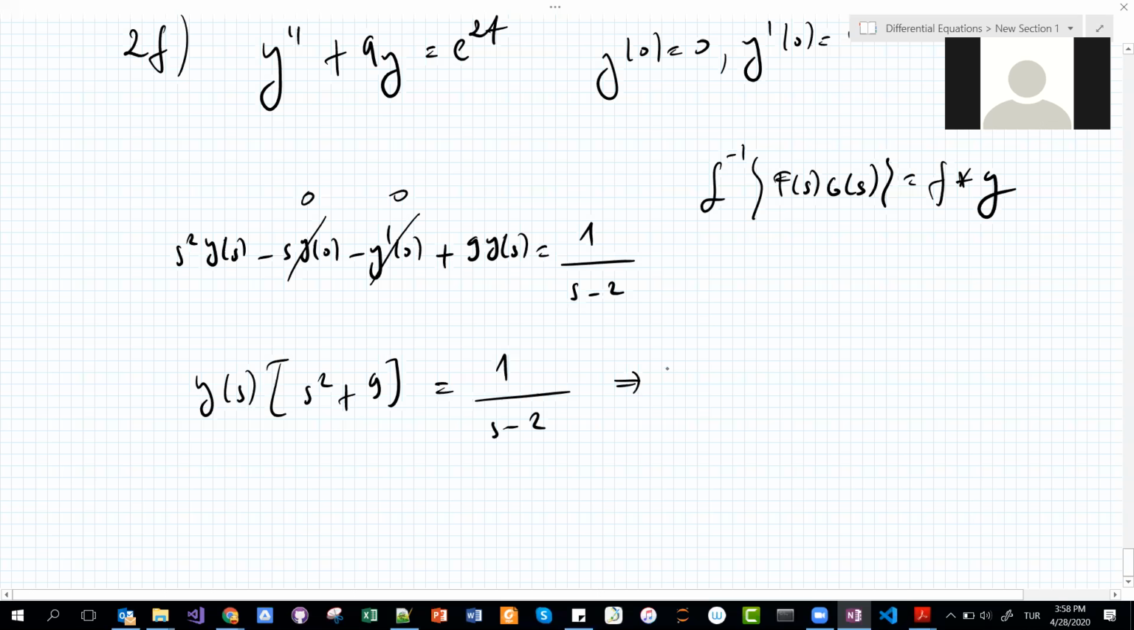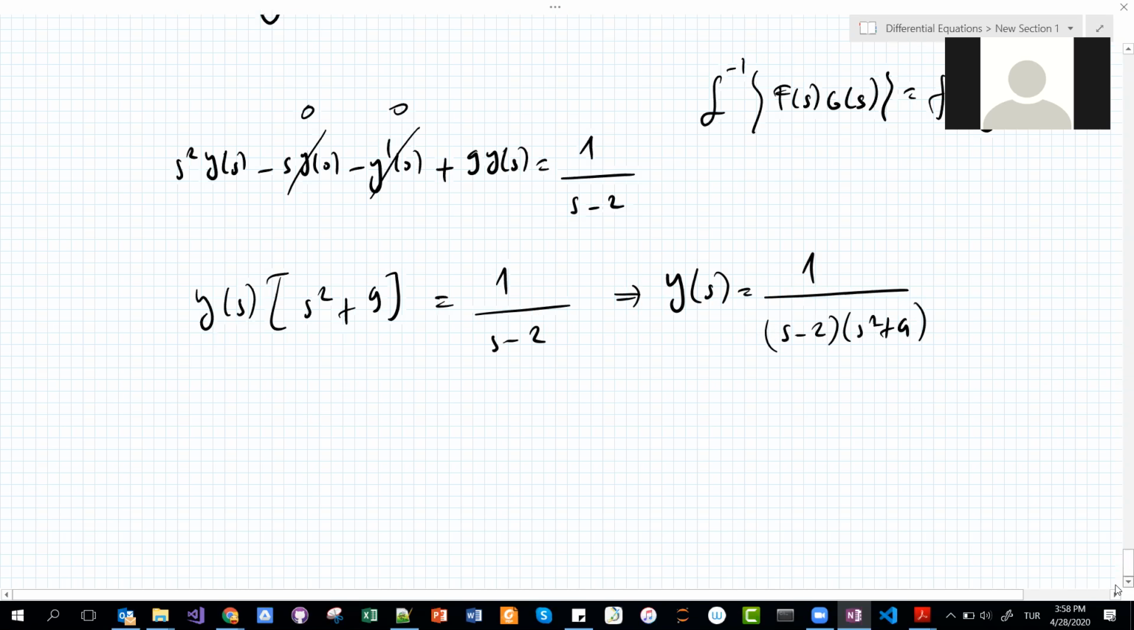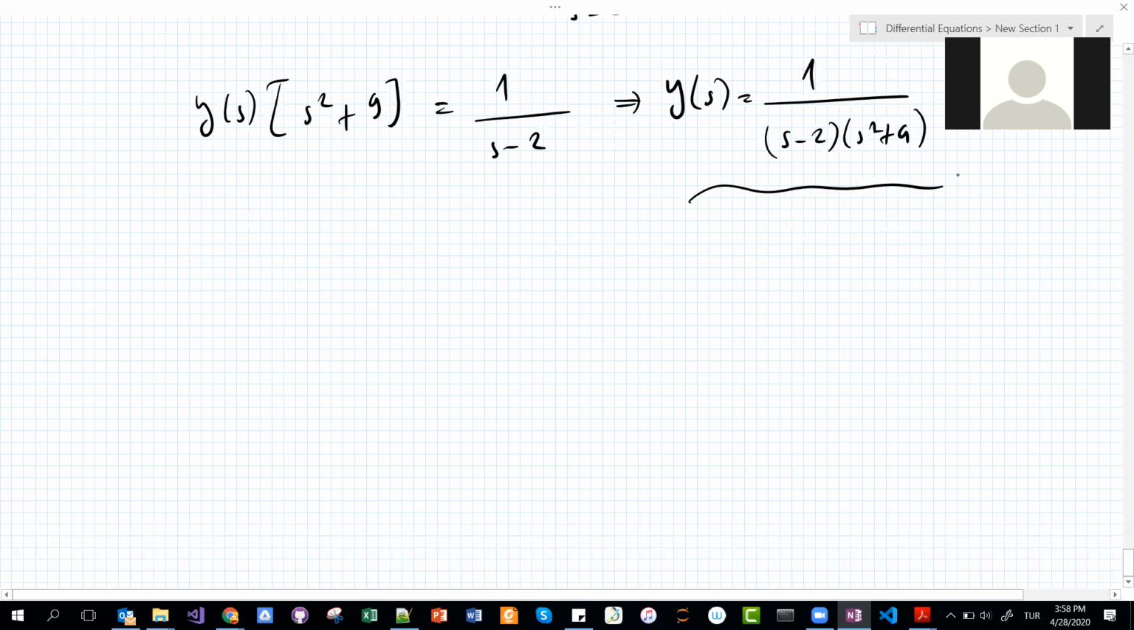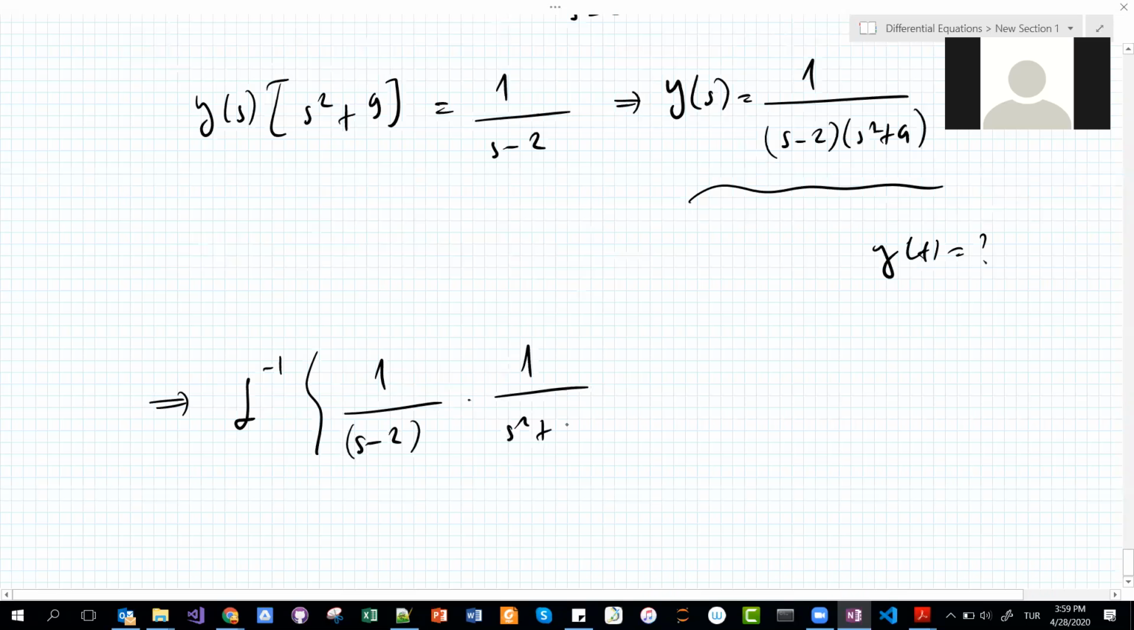As you know, my second step is always to find out what my Y of s is, which is going to be equal to 1 over s minus 2 times s squared plus 9. Okay, so I have the Y of s. To figure out what the y of t, which is my solution, is, I need to take the inverse of it. To take the inverse, you can use either partial fractions or convolution. In this case, we want to use the convolution. Look at that, the inverse of 1 over s minus 2 times 1 over s squared plus 9. As in the convolution theorem, this is my big F of s, and this is my big G.